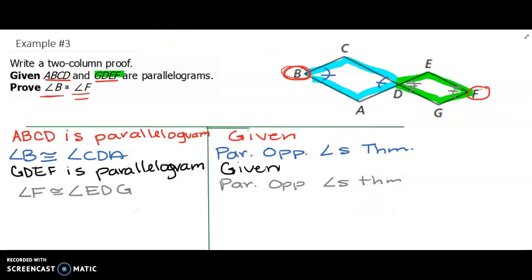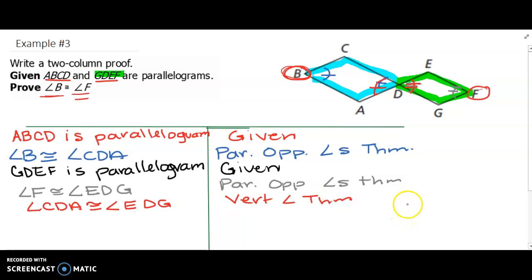Okay, well, looking at this theorem, guys, can't I say that this angle and this angle are congruent because they're vertical angles? So I can say angle CDA is congruent to angle EDG by the vertical angle theorem.